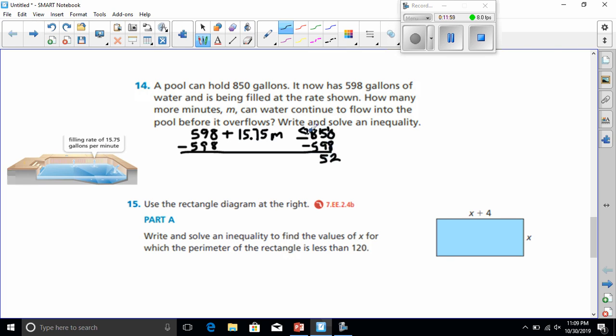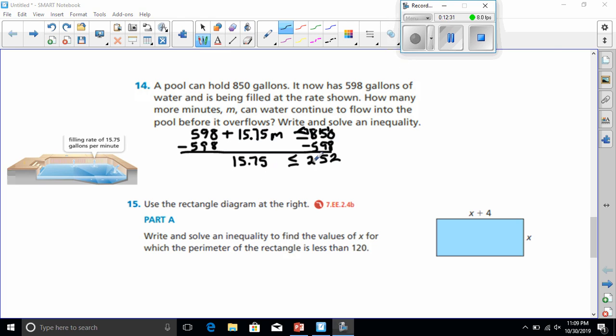And this turned into, well, if I borrowed 1 from 8, that would have made it 7. And 7 minus 5 is 2. So, oh, I see, that was a 7. This is less than or equal to. And now we have 15.75m is less than or equal to 252.